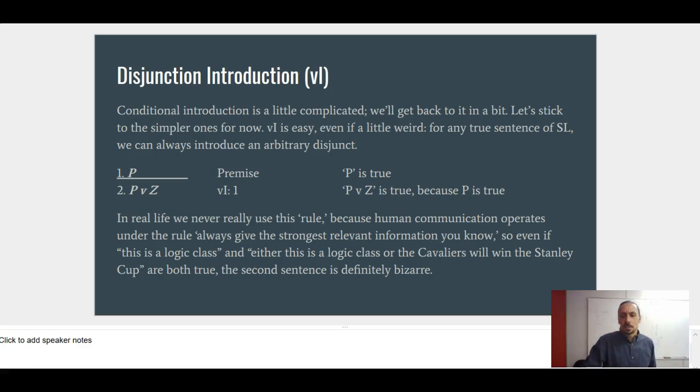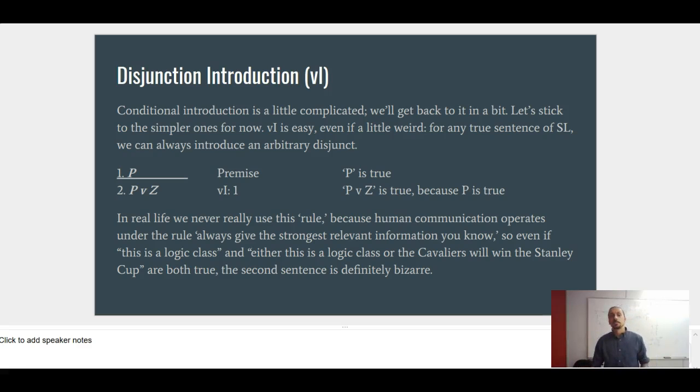Well, the second sentence is also true because I know that at least one side of the disjunct is true, but it's kind of bizarre. Nevertheless, it's a true and real and sometimes very useful rule that for any arbitrary sentence P, if I know it's true, the sentence either P or Z, whatever Z is, will also be true. And that's going to be disjunction introduction. Because again, we're interested in the consequences of true statements.